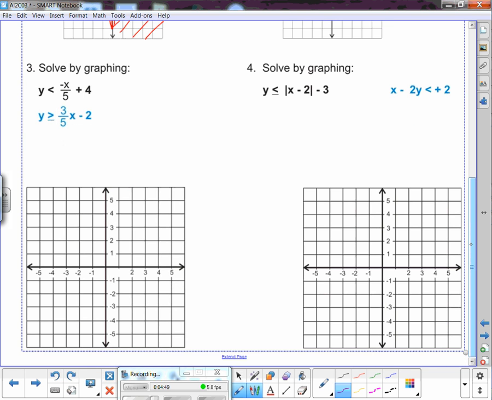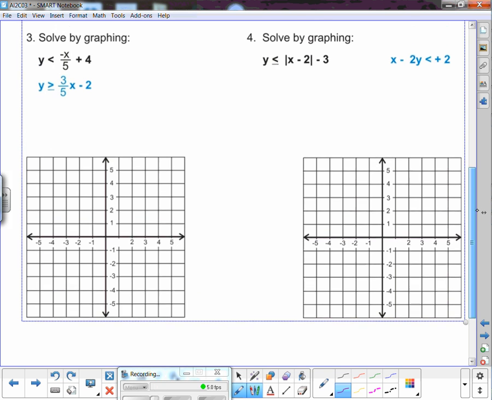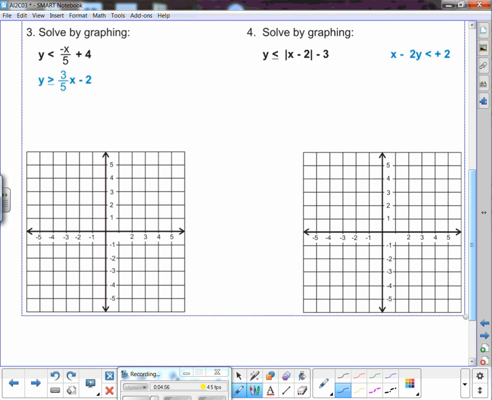So let's do a couple examples here, solved by graphing. Let's see if I can get a little bit higher. Okay, so 3 is kind of nice for you. It's already in slope-intercept form. So go ahead and do 3. Just remember dotted line and solid lines, and then where you're shading above or below. Dotted or solid, above or below.